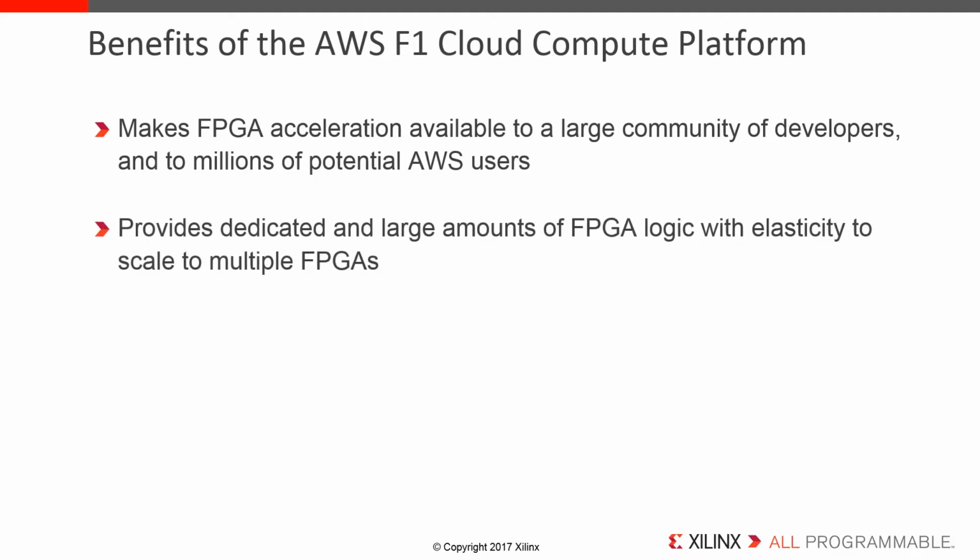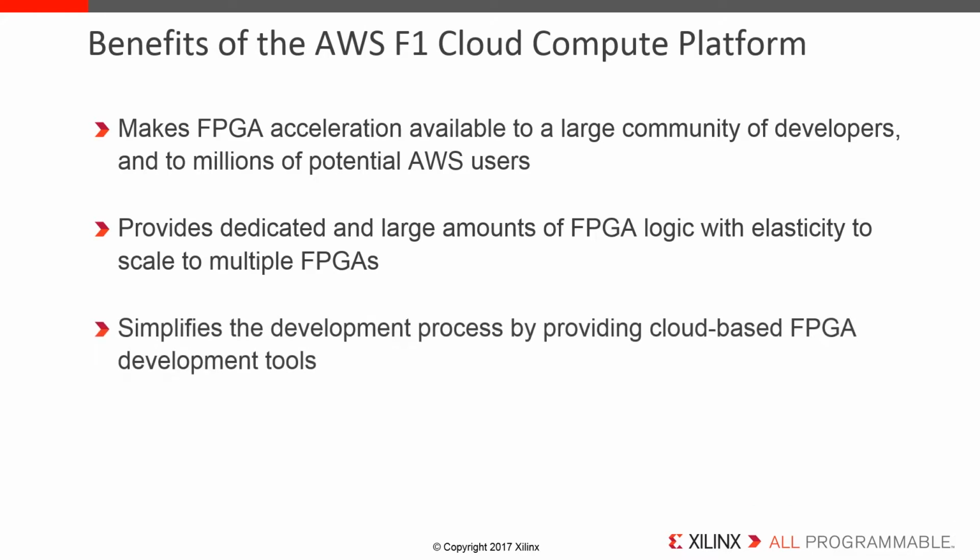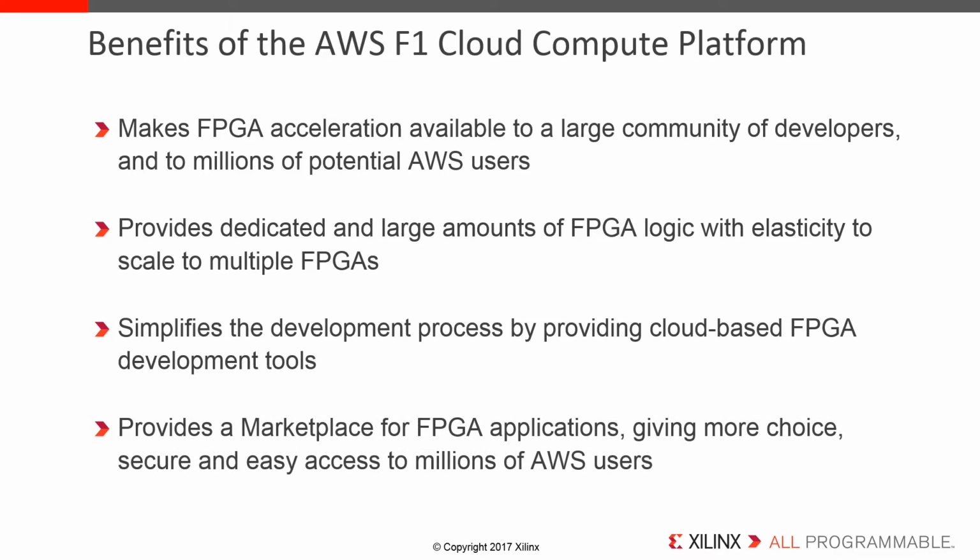F1 instances come with one or more high-end FPGAs, each providing a vast amount of programmable logic. This allows creating massively parallel FPGA accelerators, delivering orders of magnitude increases in application performance and throughput. Programming FPGAs requires dedicated tools, compilers, and debuggers. Amazon simplifies the development process by providing cloud-based FPGA development tools, effectively democratizing the FPGA programming process.